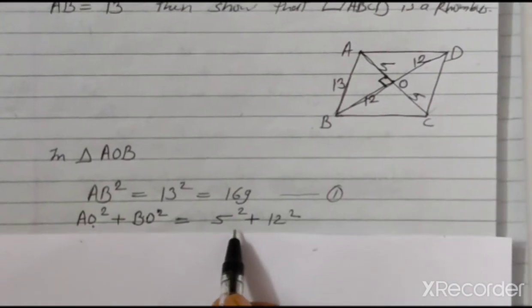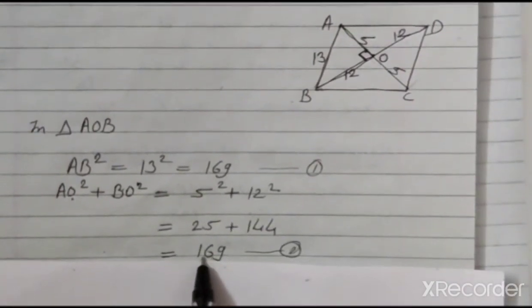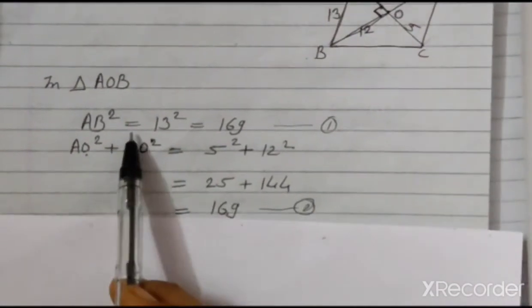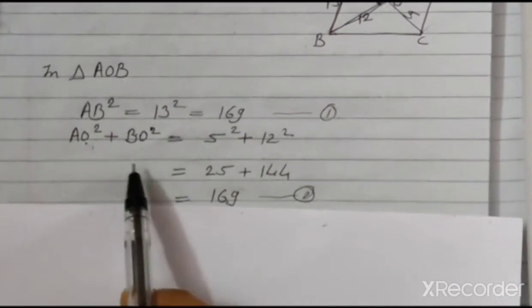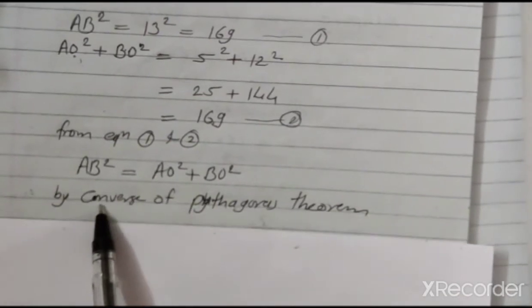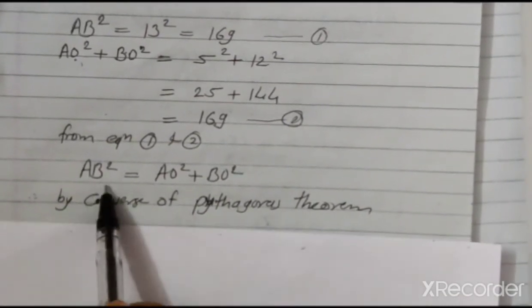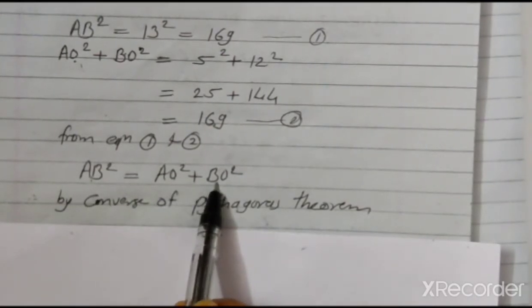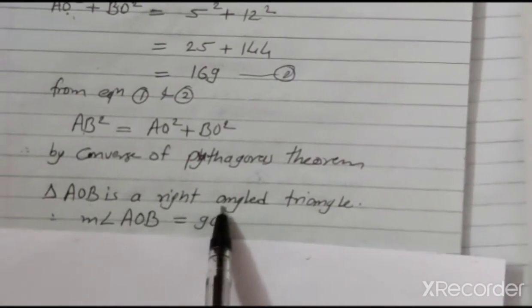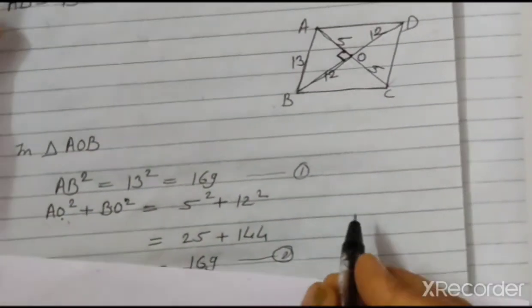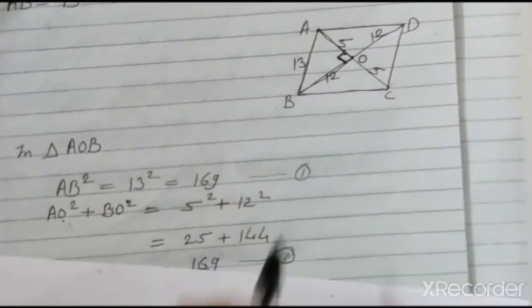So when you add it we will get 169. So from equation 1 and 2 we can say these two left hand sides are also same. So by using converse of Pythagoras theorem, this is hypotenuse, this one is side 1 and this one is side 2. So by using this converse we can say that this triangle is a right angle triangle, therefore this measure angle AOB is equal to 90 degree. It means here this measure is 90 degree.